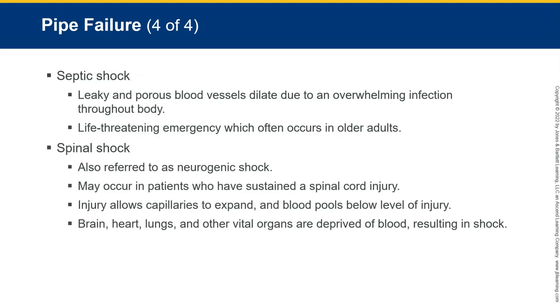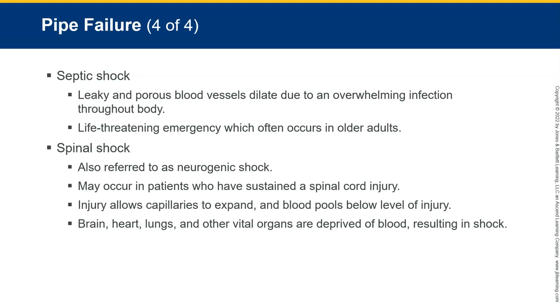Then septic shock. So we're talking about some infectious type stuff. Leaky and porous blood vessels dilate due to an overwhelming infection throughout the body, a life-threatening emergency. This is typically seen in older adults, although you can certainly see it in babies and younger people as well. But for the most part, we probably see this in the older population.